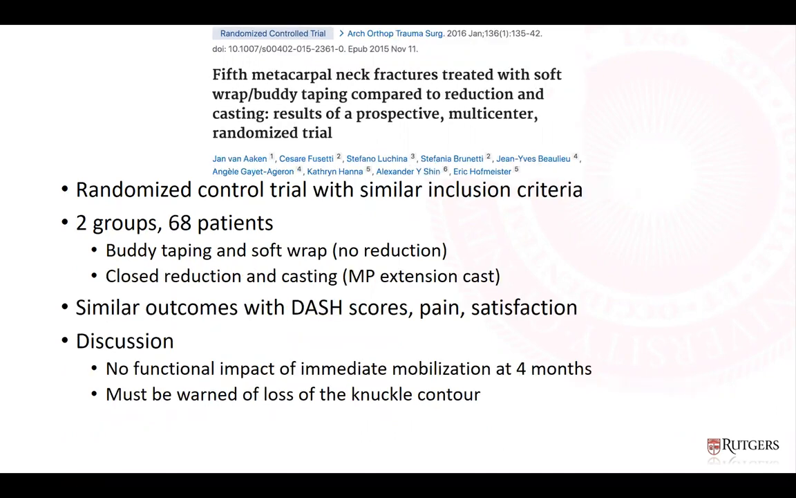This is another study, randomized control trial with similar inclusion criteria for small finger metacarpal neck fractures. 2 groups, 68 patients. They compared buddy taping in a soft wrap without a reduction to closed reduction and casting with an extension cast, which was just the preference of the treating team. They showed similar outcomes with DASH scores, pain, and satisfaction, with no functional impact of immediate mobilization at 4 months. However, it's important to note that if you're going to try this technique with significantly angulated fractures, the patients need to be warned that they may lose their knuckle contour.